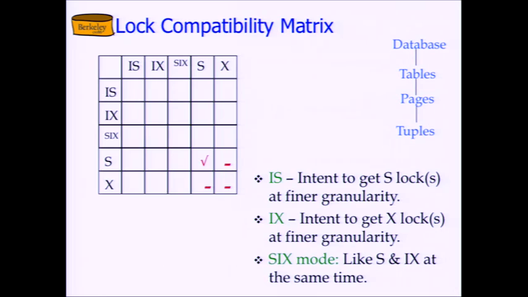How about IX and IX? Are they compatible? Yeah, by the same argument here, right? If I change this to X, we're still okay, right? So two IX locks are compatible. That's cool. All right. Now let's start mixing our modes. What about shared? I want a shared lock on the table. T1's going to read the whole table.